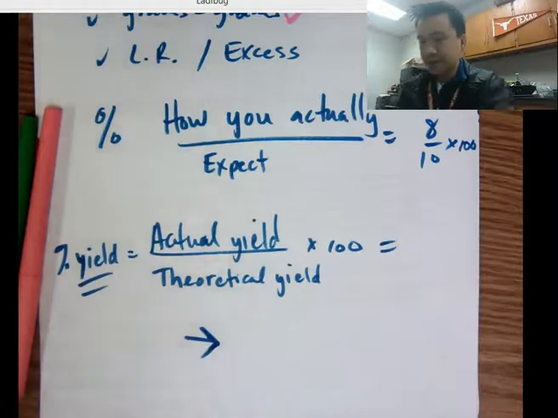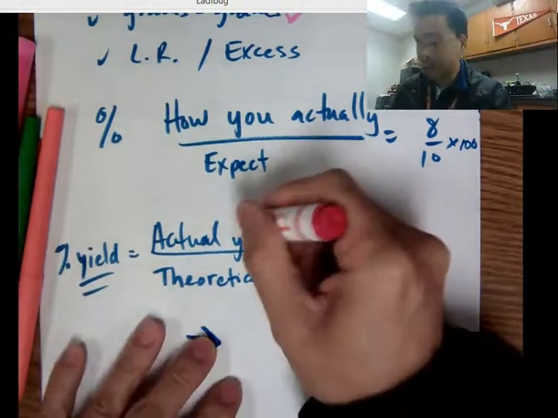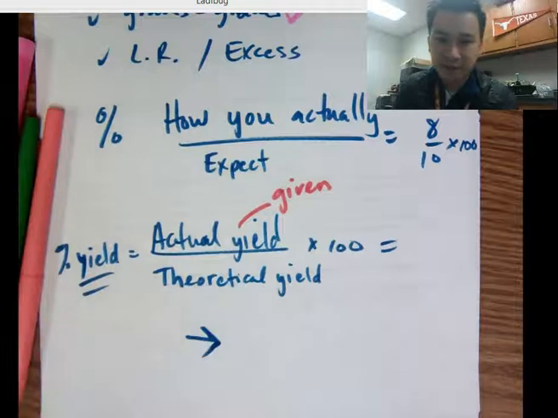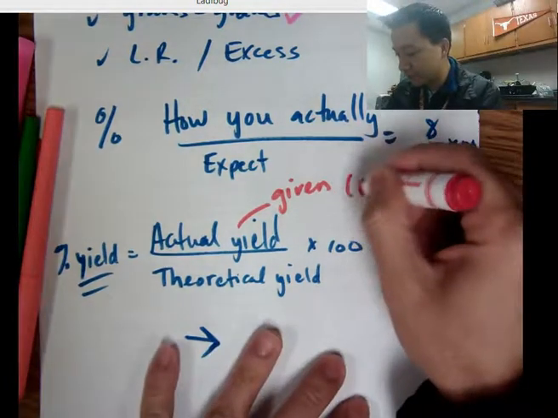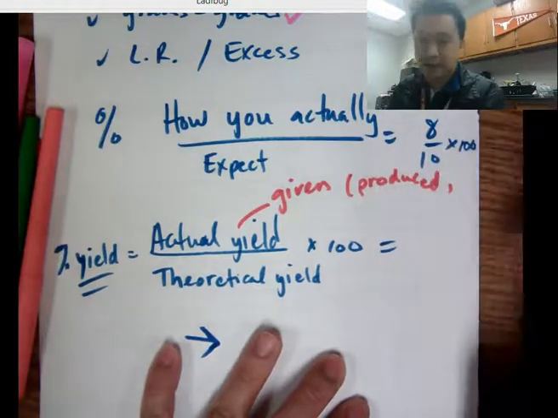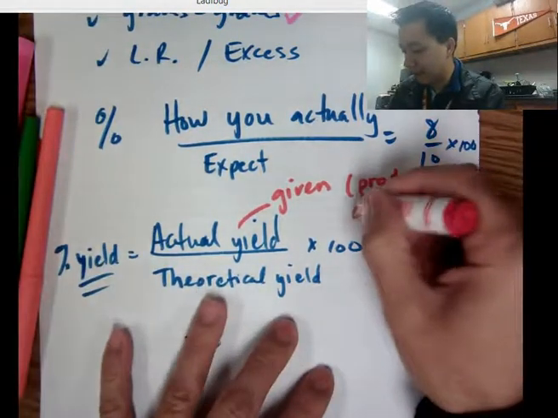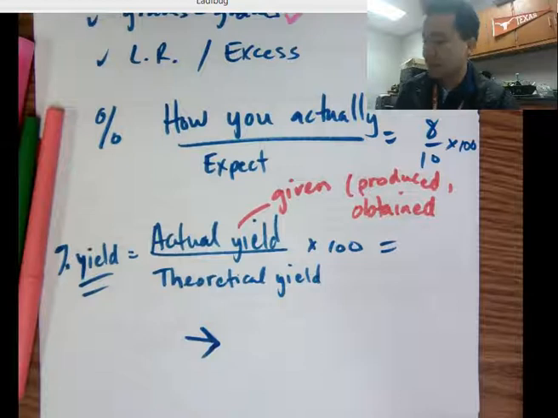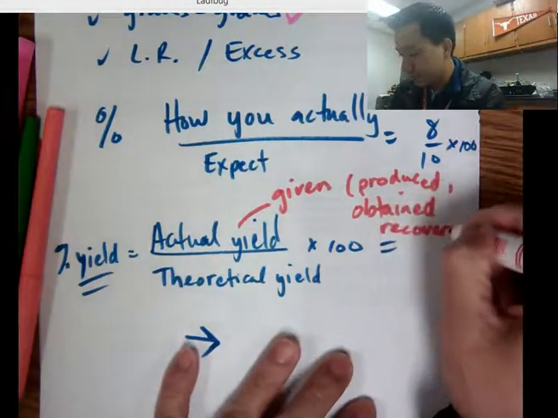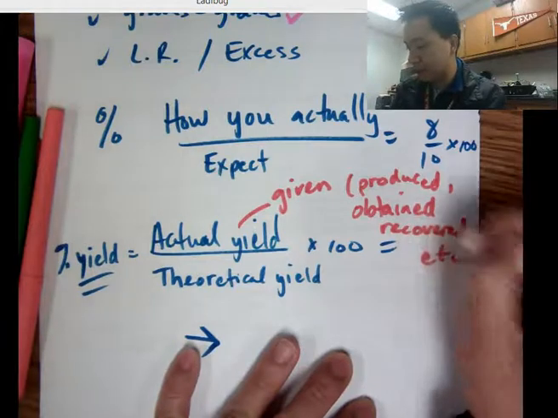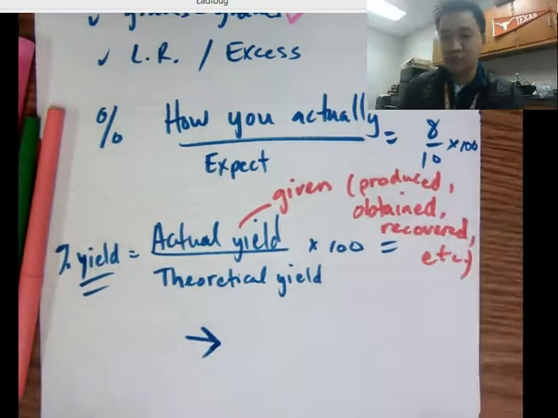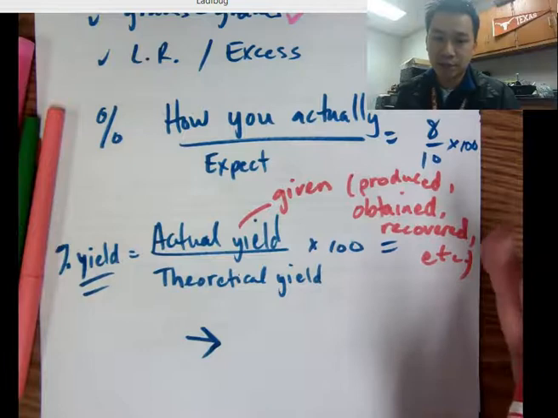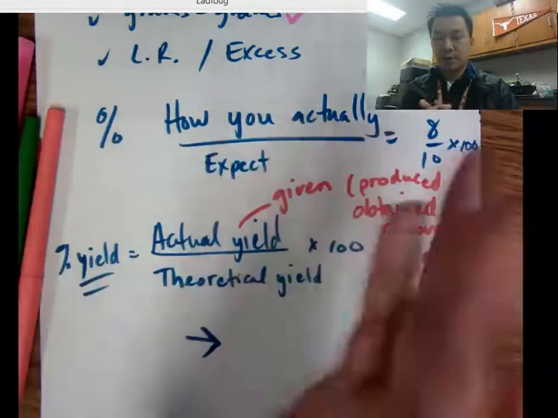Some hints here. Okay. Actual yield is most of the time going to be given to you. And you can identify it with a couple of keywords. Things like produced. They'll say actual, maybe actually produced, or obtained. What else? Produced, obtained, recovered, etc. There might be a couple other words that'll show up later that I can't think of right now. But those are 3 words that might give you a hint that it is the actual yield. And actual yield goes on top. It's what you actually get when you do the experiment.